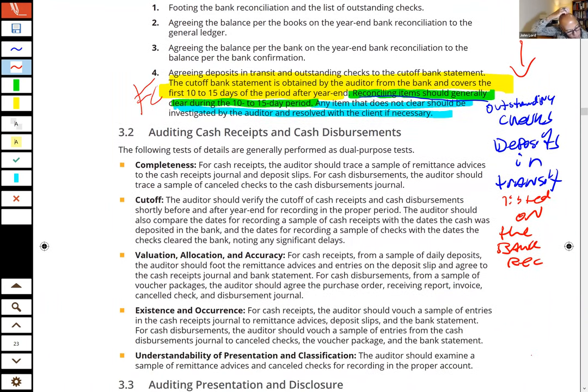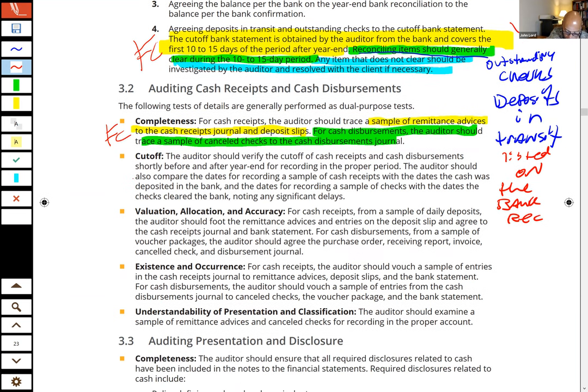Okay, good. Now we talk about our assertions, and for the completeness assertion, we're going to take a sample of remittance advices to the cash receipts journal, right? If you received cash, it should have been recorded in the cash receipts journal. For disbursements, the auditor should look at some checks and take those to the cash disbursements journal. So we're starting with the supporting documents and we're taking them back to the accounting records, the cash receipts and cash disbursements journal. Flashcard that. For the existence assertion, now we're going to start with the accounting records.